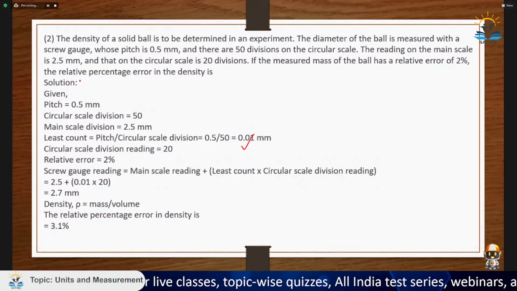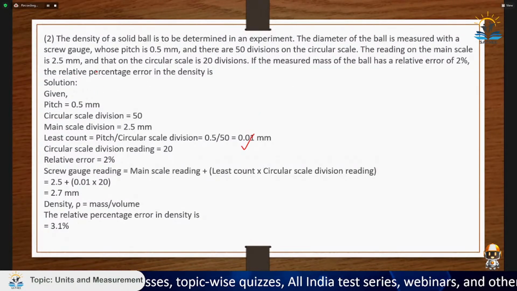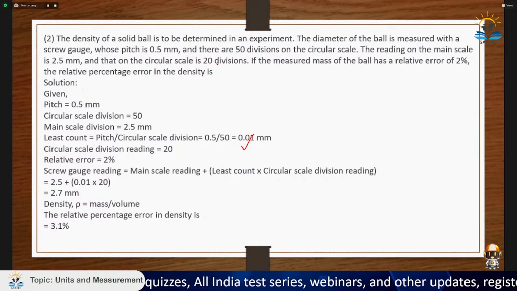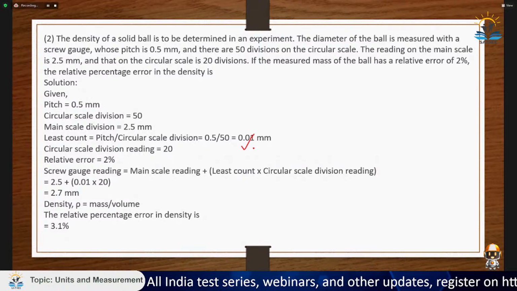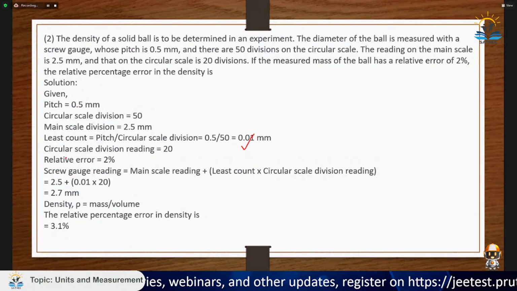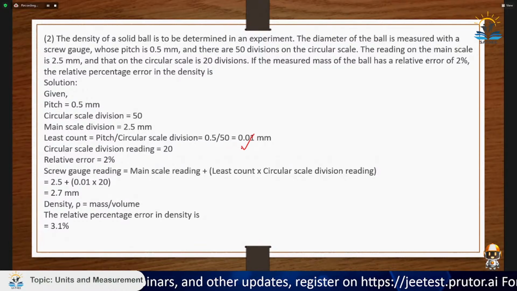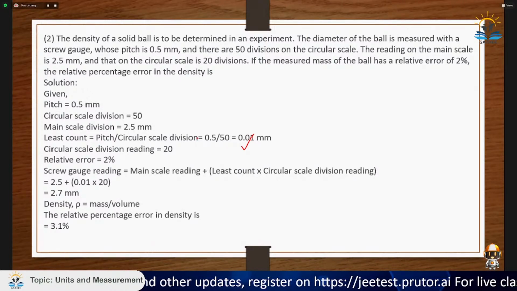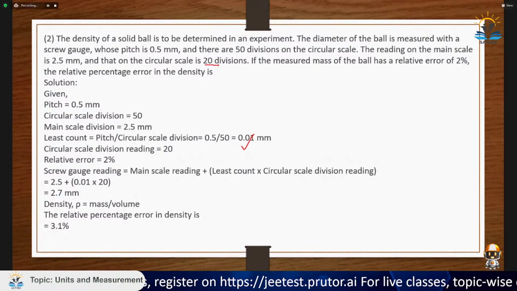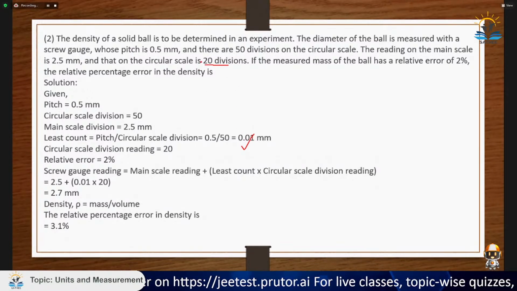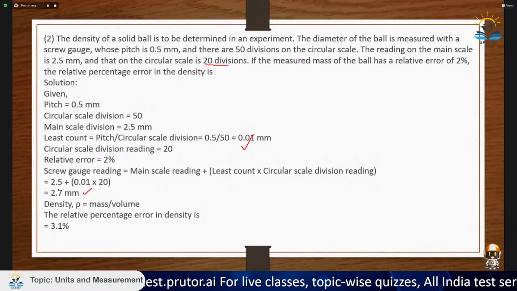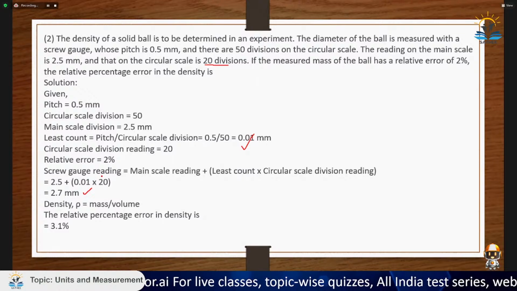So the reading on the main scale is 2.5 mm. The main scale reading is given as 2.5 mm. And on the circular scale, 20 divisions are coinciding, meaning 20 into 0.01 is my circular scale reading. So my total reading is the main scale reading, which is 2.5 mm, plus the least count 0.01 times the 20 divisions on the circular scale. So 0.01 into 20 plus 2.5, my answer would be 2.7 mm. Okay, so 2.7 mm is my answer for the screw gauge reading.